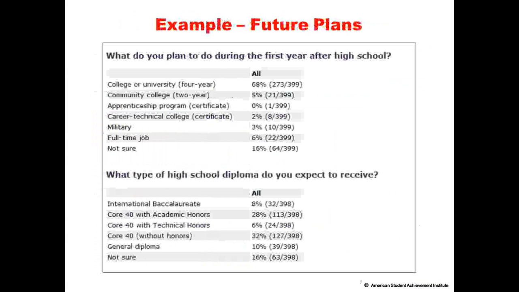Here are examples of future plan questions. What do you plan to do in the first year after high school? And what type of high school diploma do you expect to receive? Of course, remember that the surveys are age level appropriate. So these questions would be examples on the high school survey and the middle school survey, but these questions would not be on a third grade survey.